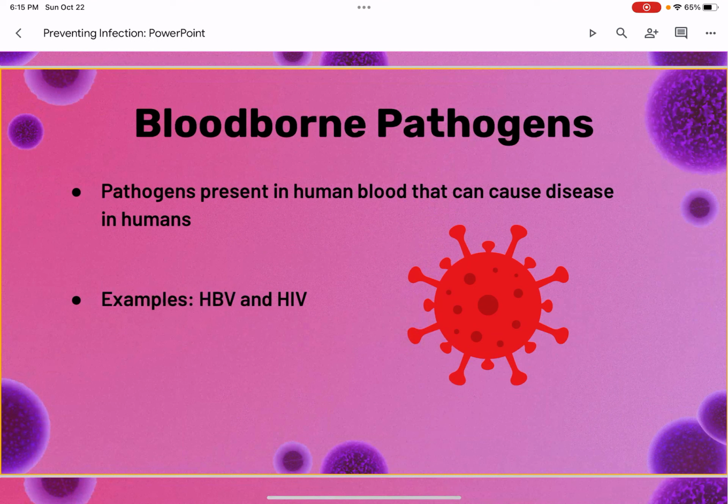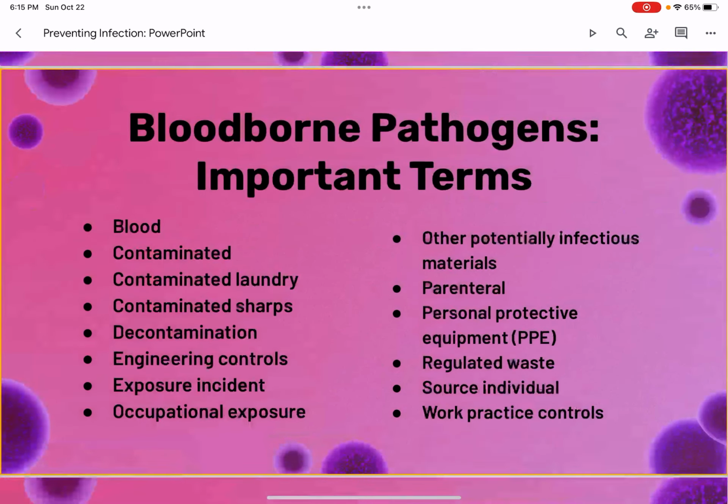Bloodborne pathogens are pathogens present in human blood that can cause disease in humans. Examples include hepatitis B and HIV. The term blood refers to human blood components, and products made from human blood. Contaminated means the presence or anticipated presence of blood on an item or surface.